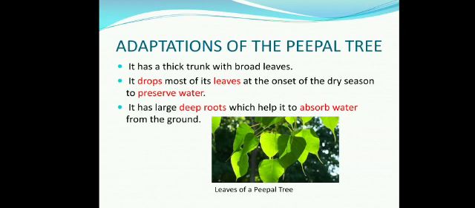Not only the peepal tree, but also the other plants in plains, for example, banyan, mango or shisham tree, also have large deep roots which help them to absorb water from the ground.